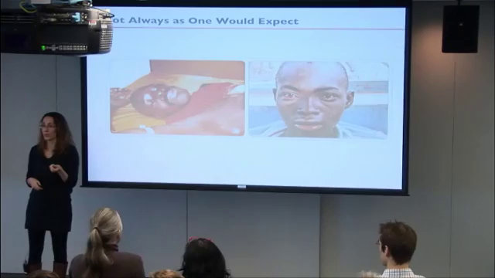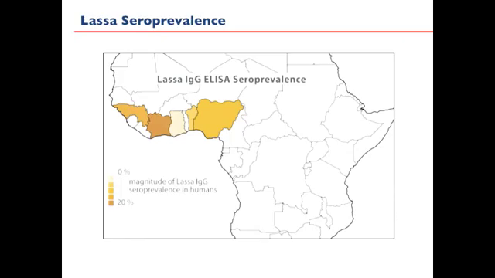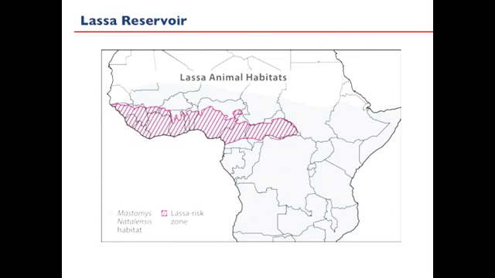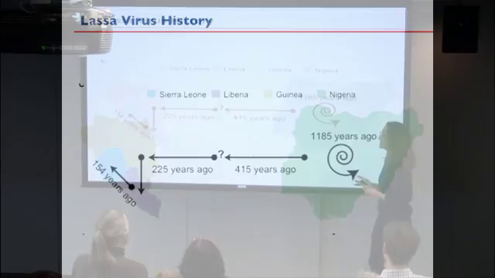are we just not detecting cases that are as lethal but don't look like what we're expecting to see? As I showed you before, the seroprevalence suggests that this is a widespread virus across all of West Africa, with high seroprevalence in many populations. The animal habitat is also quite wide, and Mastomys natalensis has co-evolved with it. And finally, most recently we sequenced over 100 strains from Nigeria and Sierra Leone, from humans and rodents.